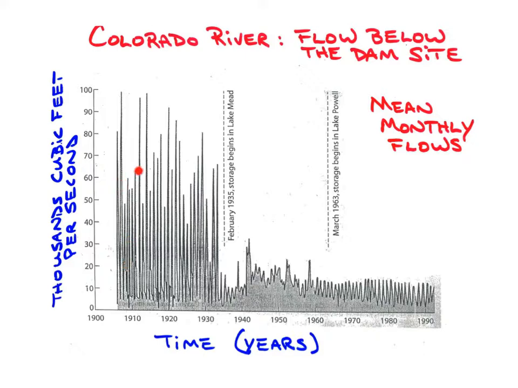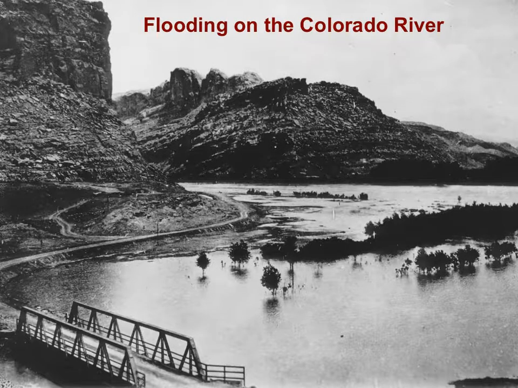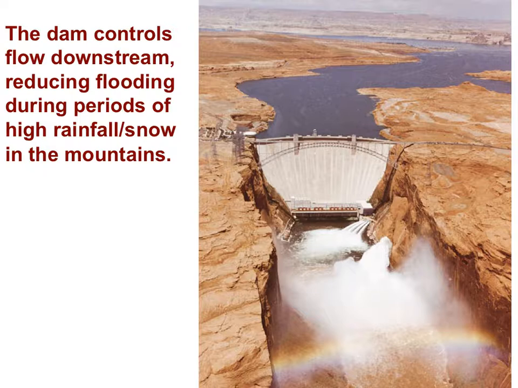Historically, the flow rate of the Colorado River had varied widely, but after the building of the dam, the flow rate was quite uniform. Damming the river reduced flooding downstream. Here is the Glen Canyon Dam with the reservoir behind it nearly as full as it can be without overflowing its banks. The dam provides a uniform flow of water downstream and prevents flooding.